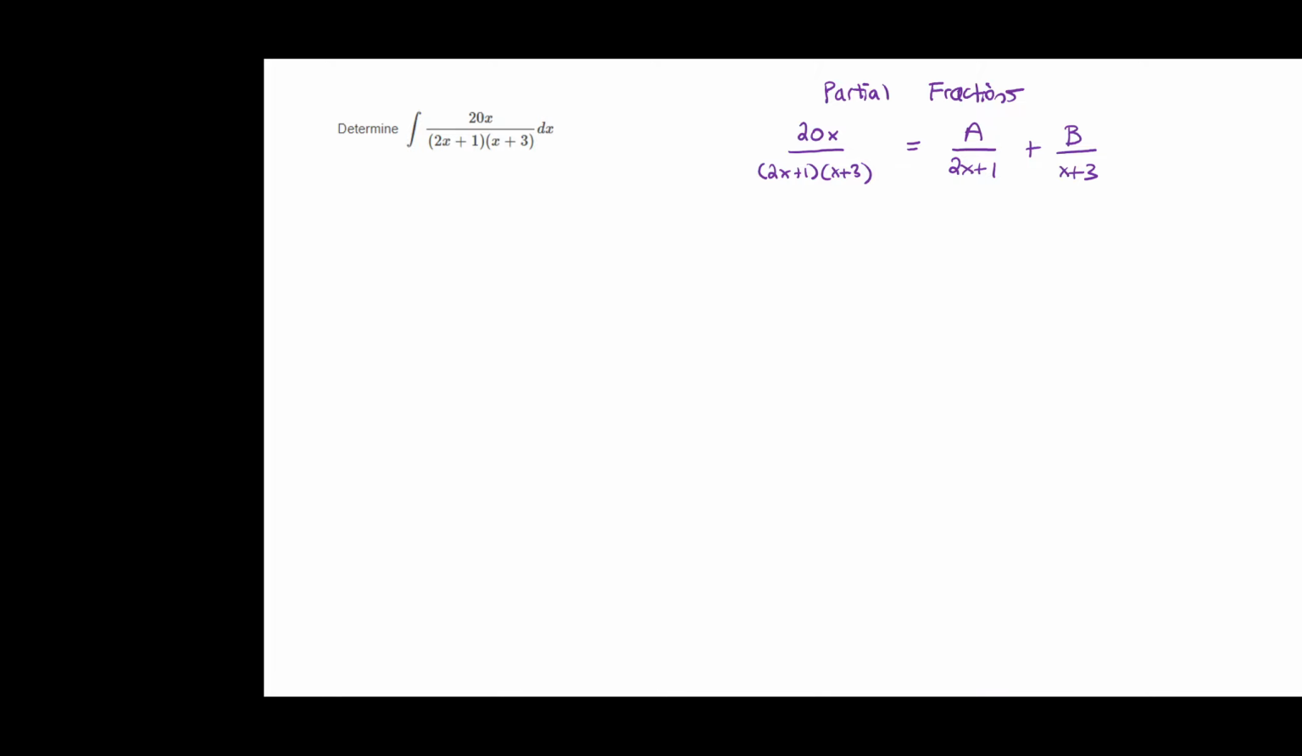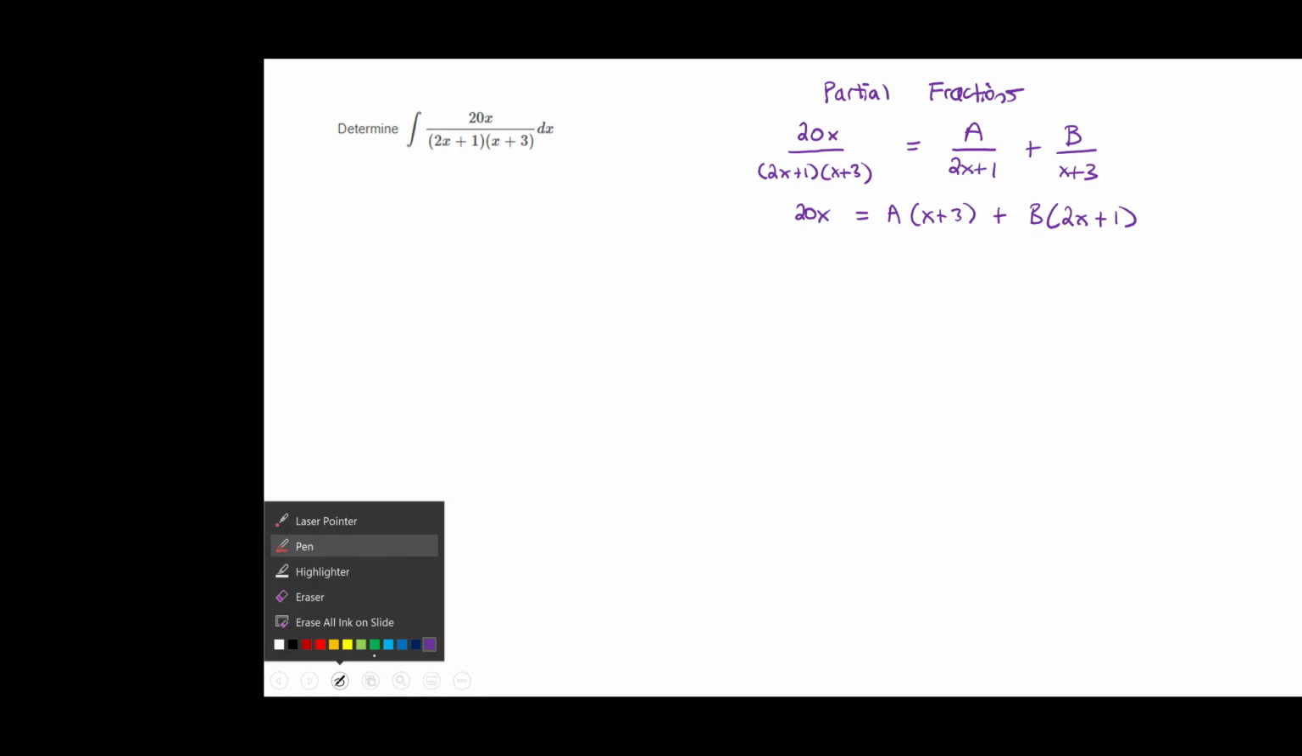I'm going to cross multiply, or another way to say that, I'm going to multiply everything by 2x plus 1 on both sides, and multiply everything by x plus 3 on both sides, and then cancel whatever cancels. And if I do that, I get the following. 20x is equal to a times x plus 3 plus b times 2x plus 1. This has to be true for all values of x, like 0, 1, 2, and so on.